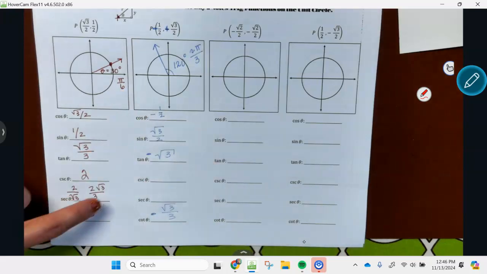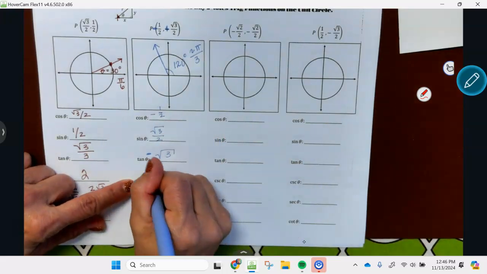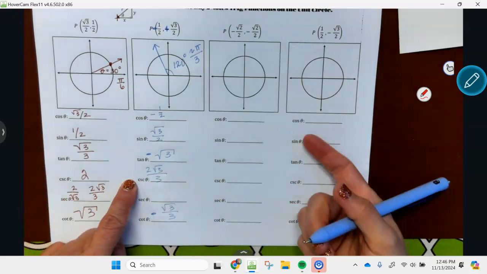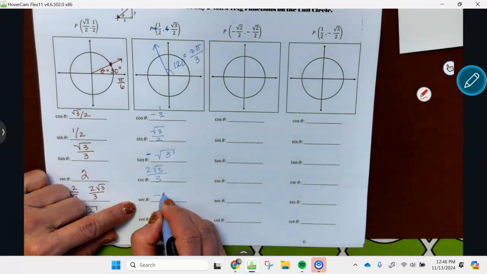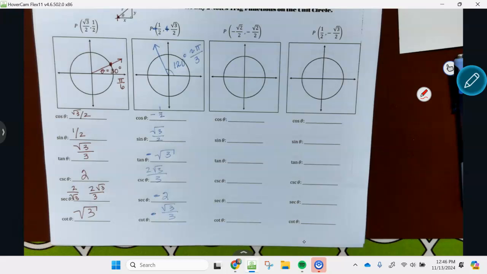Okay, back to work. Cosecant. We're going to flip sine upside down, so this is going to be 2 root 3 over 3, and it's positive. Secant. What's secant? Negative 2, it is. So look, the only thing you have positive in there is your sine value and your reciprocal of sine.